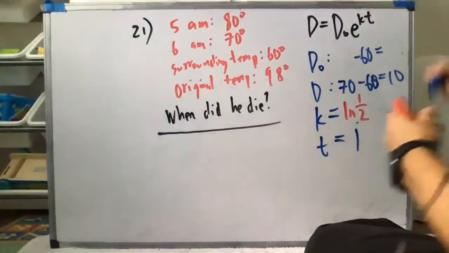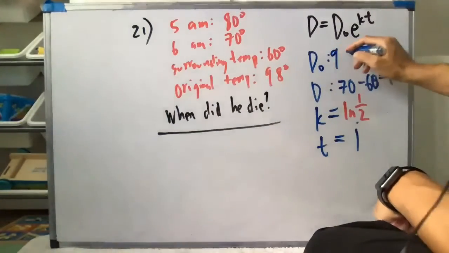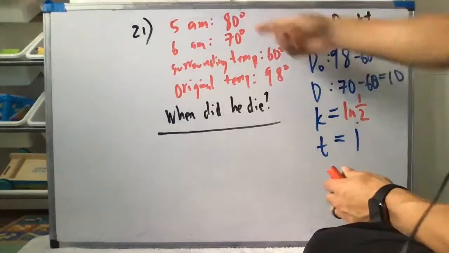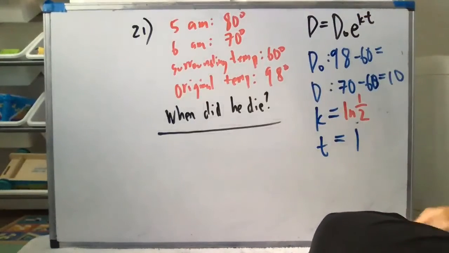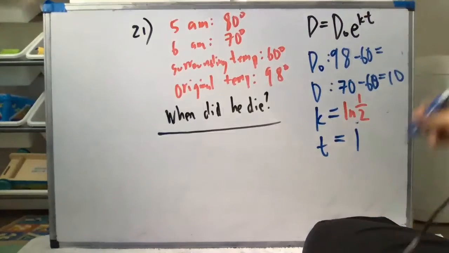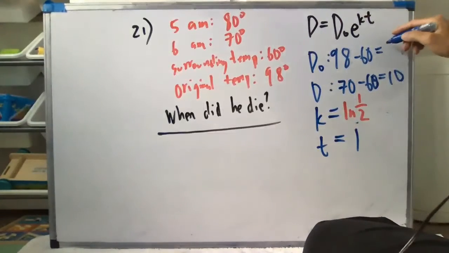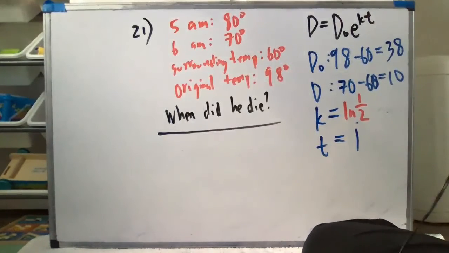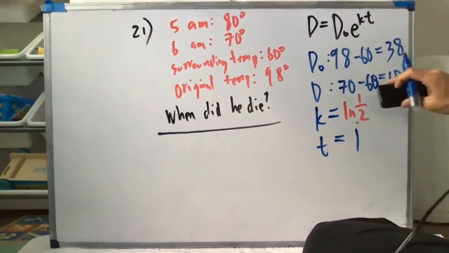By the way, some of you, instead of doing his starting temperature as 98, chose to think of it as starting from this, and that's okay. You're just going to get a negative value. But I'll talk about that at the end after I finish doing it my way. So 98 minus 60 is 38. That's the difference in temperature from his starting temperature, where he started, and where he ended.